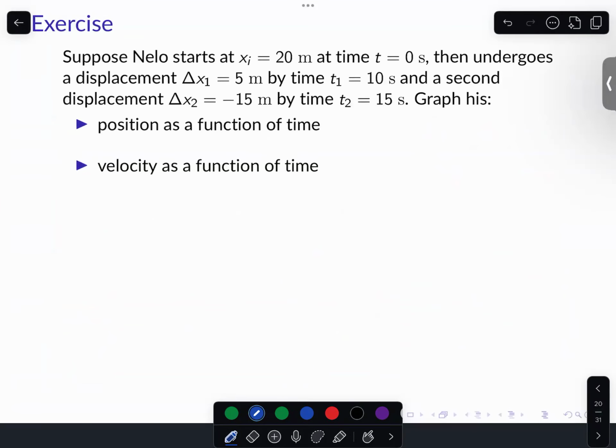Graph it, rather. Don't graph me. Try to be somewhat precise about this, okay? Make a sketch, a graph of position as a function of time, and can you graph, let's find out, can you graph the value of velocity as a function of time? Where does it go?